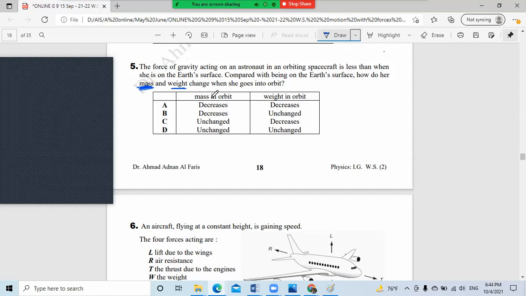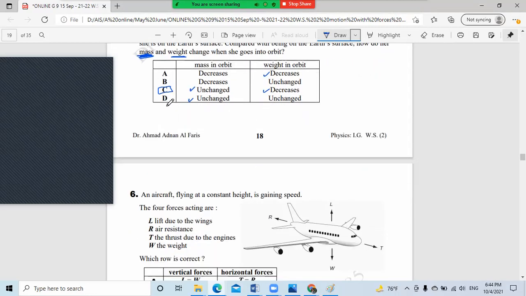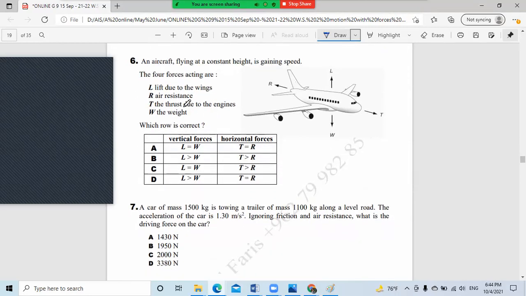So the mass is unchanged, but the weight changes; it decreases. So the answer is C, because the weight is the gravitational force. Whenever you are far from the Earth's surface, it will be less gravity. Look what they said: the force acting on an astronaut in orbiting space is less. So the weight will decrease. Okay. Next question. Question number 6.